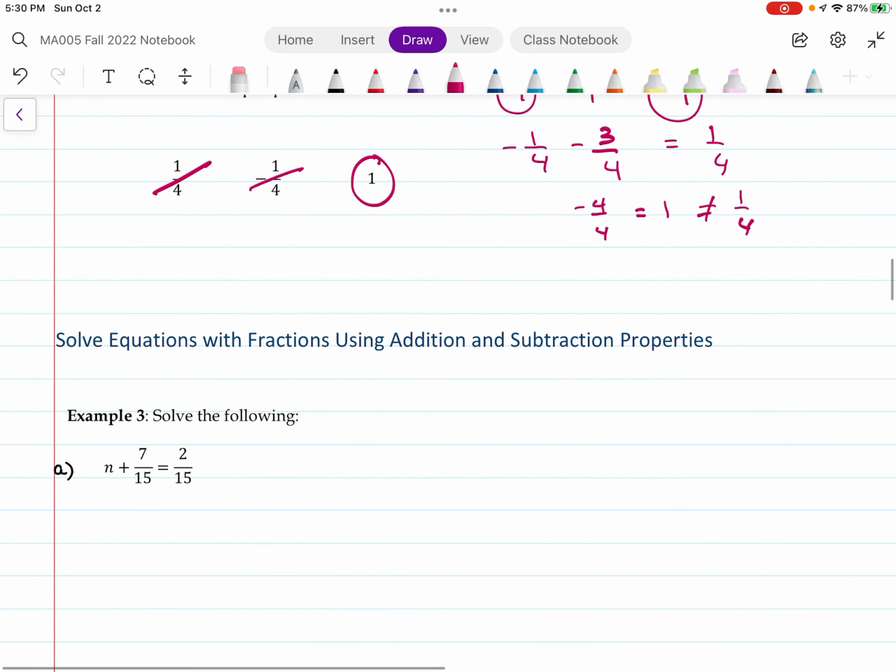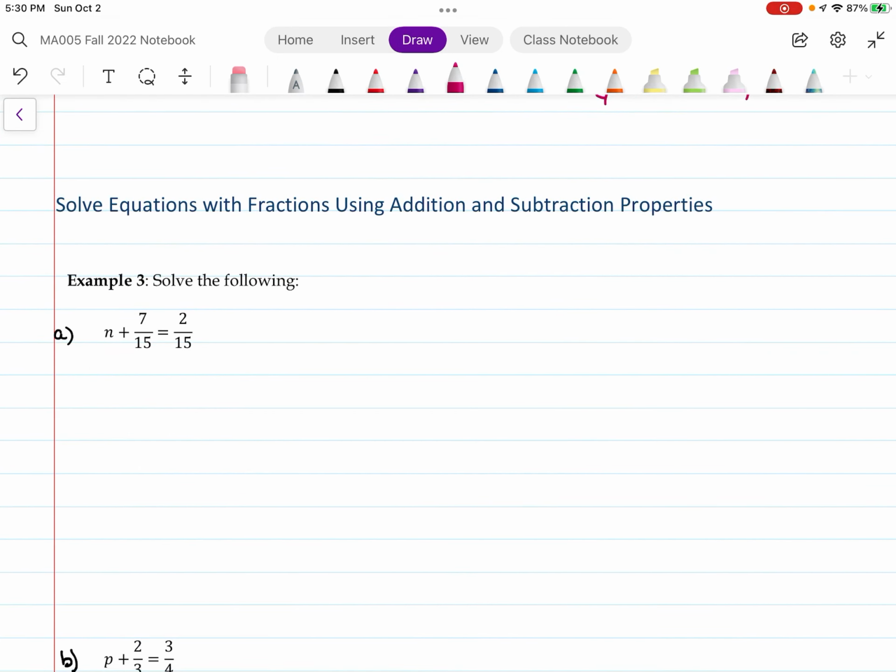Solve equations with fractions using addition and subtraction properties. So these are just addition and subtraction. I am going to rewrite these so that I can have n plus 7/15 and then a space so I can write next to it. Often I'll subtract from below, but because these are fractions, it's easier to see it right next to it. So I want the n by itself, so I'm going to subtract 7/15 from both sides. And I'm going to get n equals 2/15 minus 7/15, which is negative 5/15.